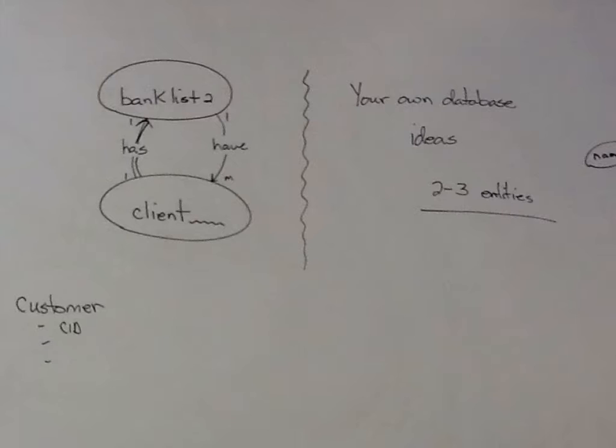And then we talked about relationships between the bank list and the client. I had mentioned that the client has to have a bank. Okay, but a bank could be listed with no clients. And one bank could have many clients. We're going to work more on that. We'll keep working on that with ER diagrams.